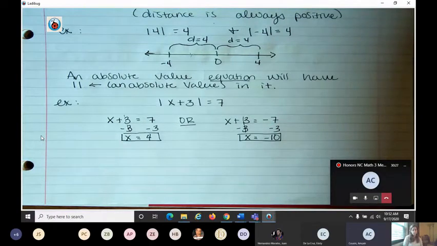So both of those answers are... Yes, both of the answers are correct. You'll get 2 answers for an absolute value equation. Great question. Any other questions?